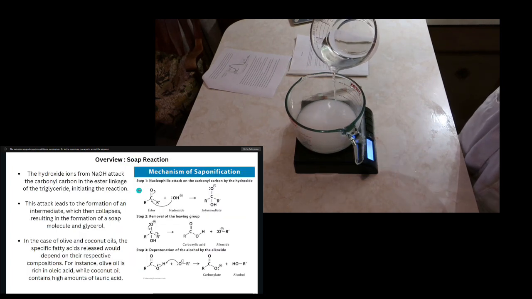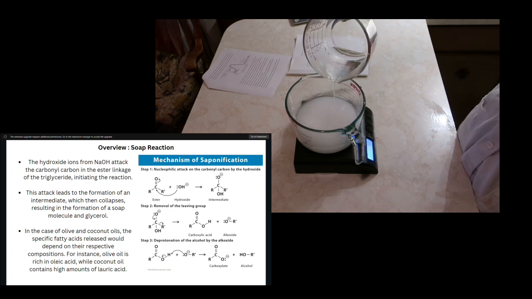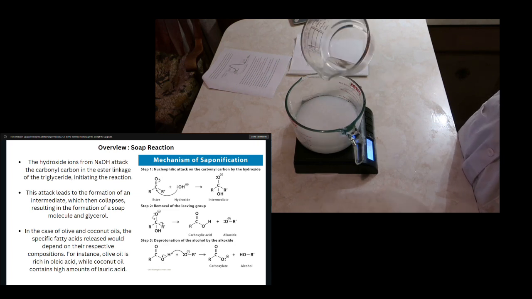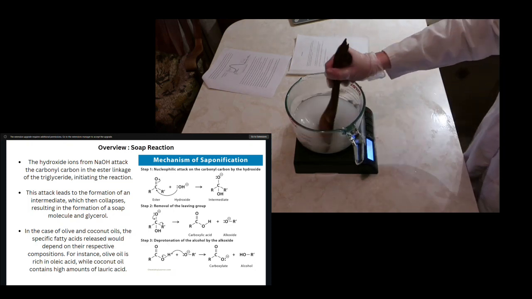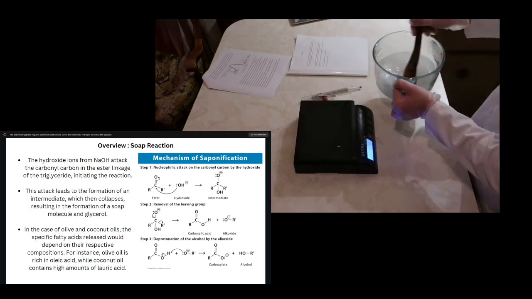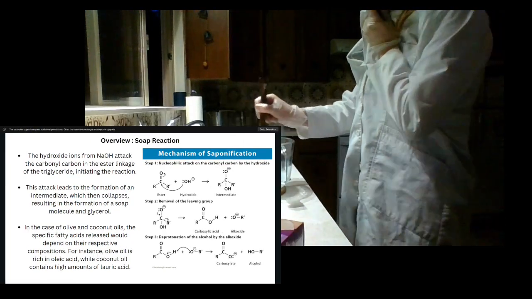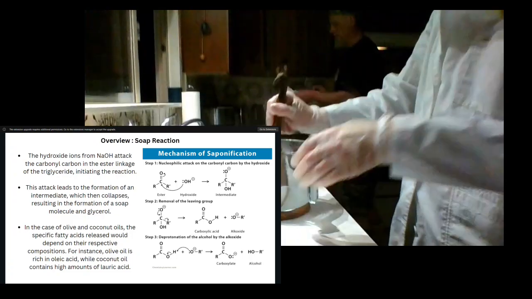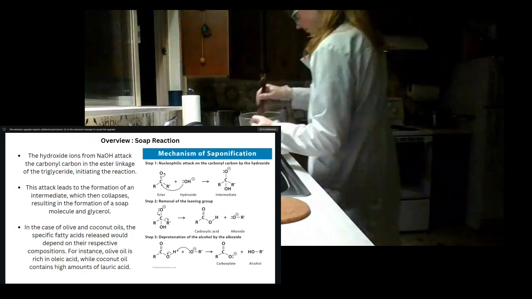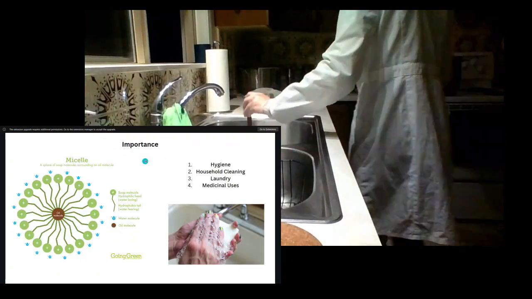How does this occur? Hydroxide ions from NaOH attack the carbonyl group in the ester linkage of the triglyceride, initiating the reaction. This reaction leads to the formation of an intermediate, which then collapses, resulting in the formation of a soap molecule and glycerol. In the case of olive oil and coconut oil, the specific fatty acids released depend on their representative compositions. For instance, olive oil is rich in oleic acid, while coconut oil contains high amounts of lauric acid.